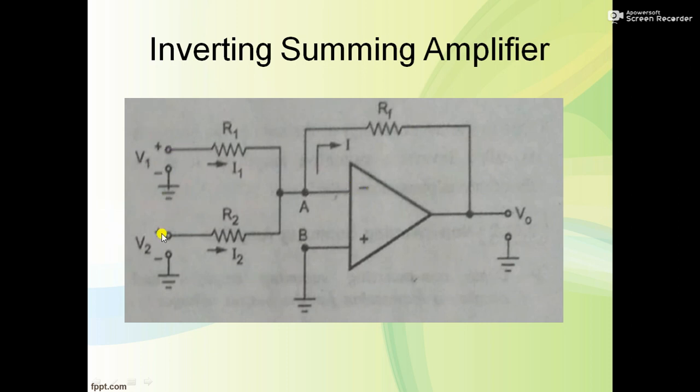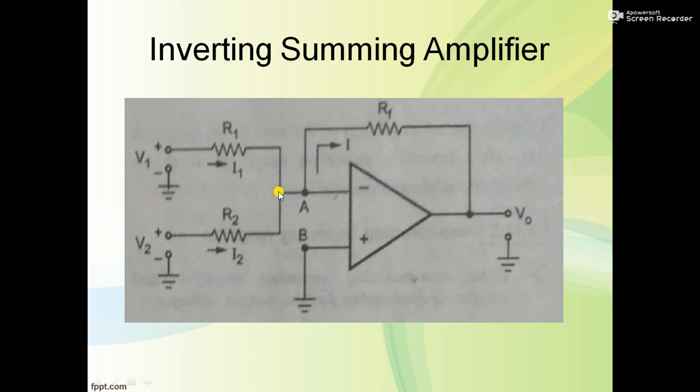So now we are applying V1, V2 to the negative terminal of the op-amp, and the positive terminal is totally grounded. V1 is applied with the resistance R1 and V2 with the resistance R2. So when we are applying both V1 and V2 simultaneously through the resistances R1 and R2, the currents I1 and I2 are flowing simultaneously.